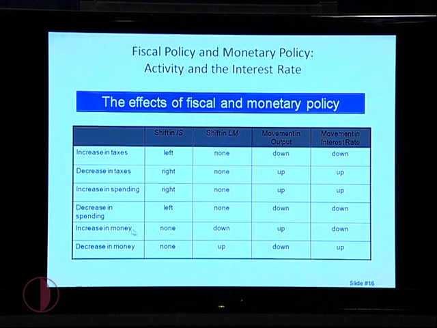Increase in money: none in the IS curve, but a shift in the LM curve, while upward movement in output and downward movement in interest rate. Decrease in money: doesn't move the IS curve, but the LM curve moves upward. Downward movement of output, that is a decrease in output, and the interest rate moves upward.